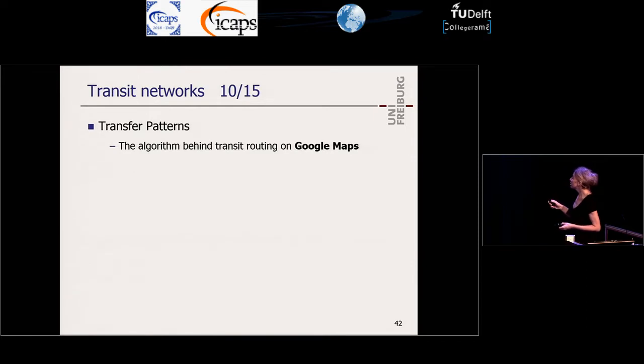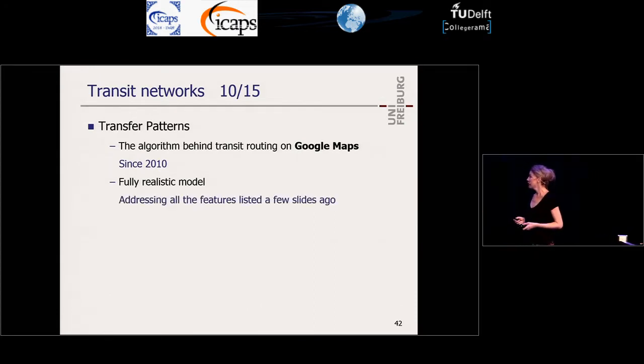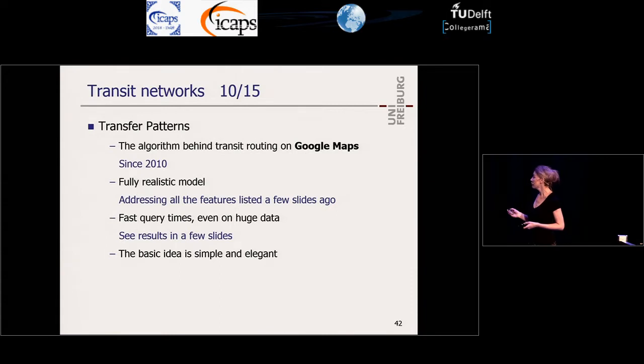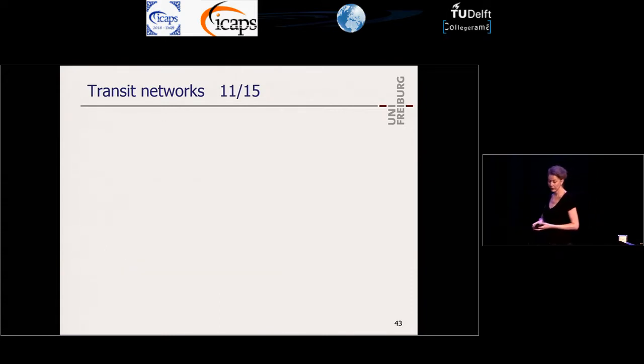So I was at Google for one year in 2008, 2009, a little longer than a year, since 2010. This is in production. This is a fully realistic model. I showed you on a slide what's all important in transit networks and a few more things. It's fast. I will have a slide on this, and it's also simple and elegant. I will explain it to you on the next slide.